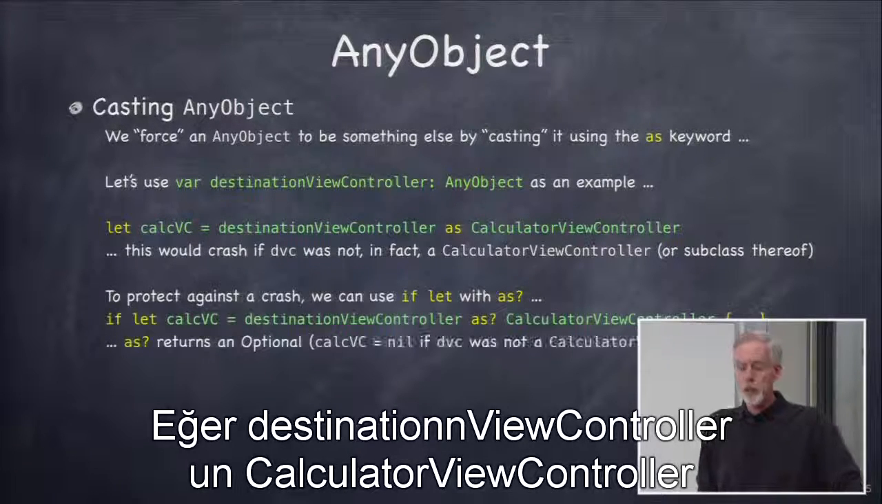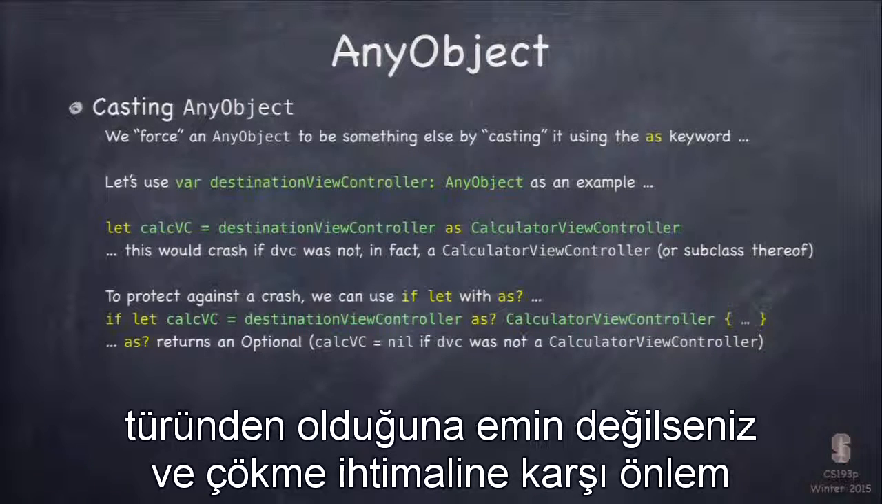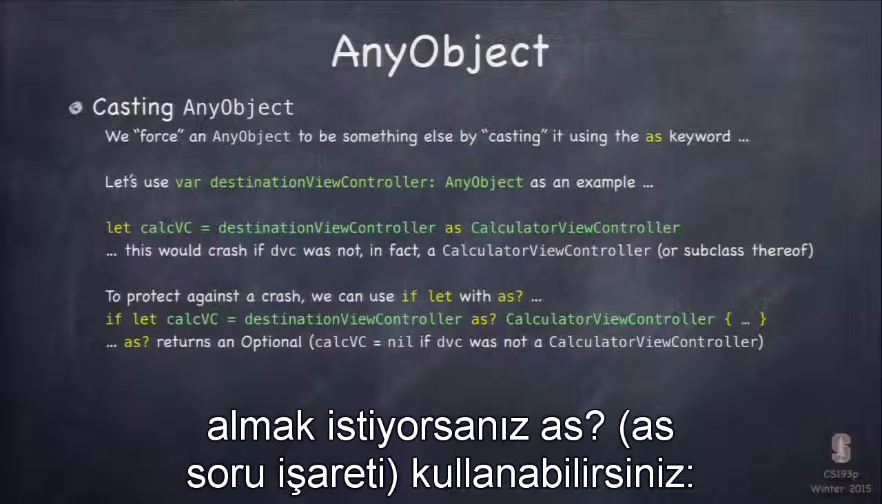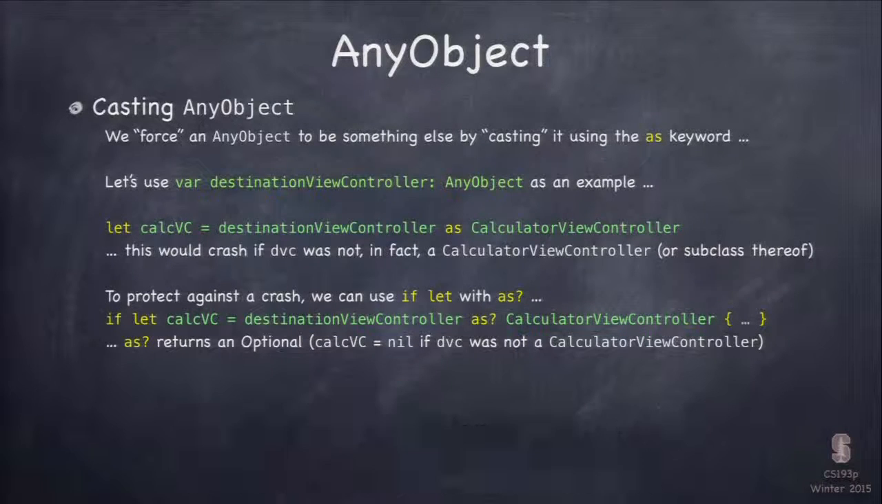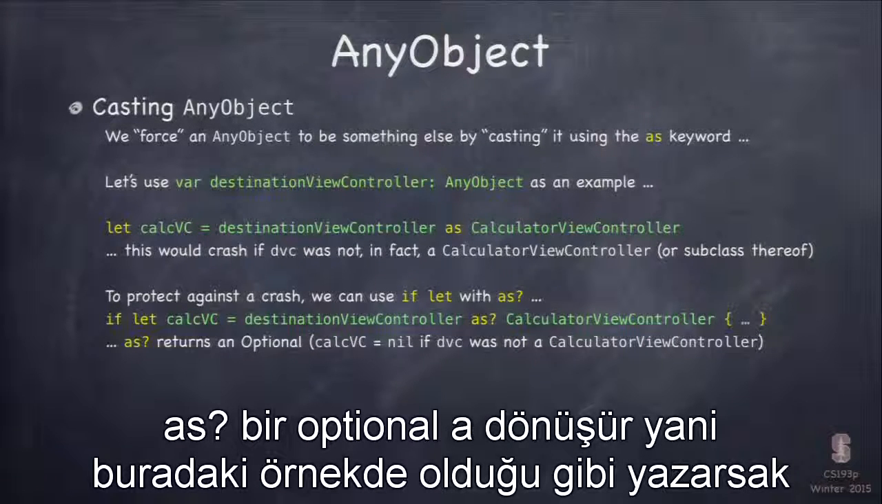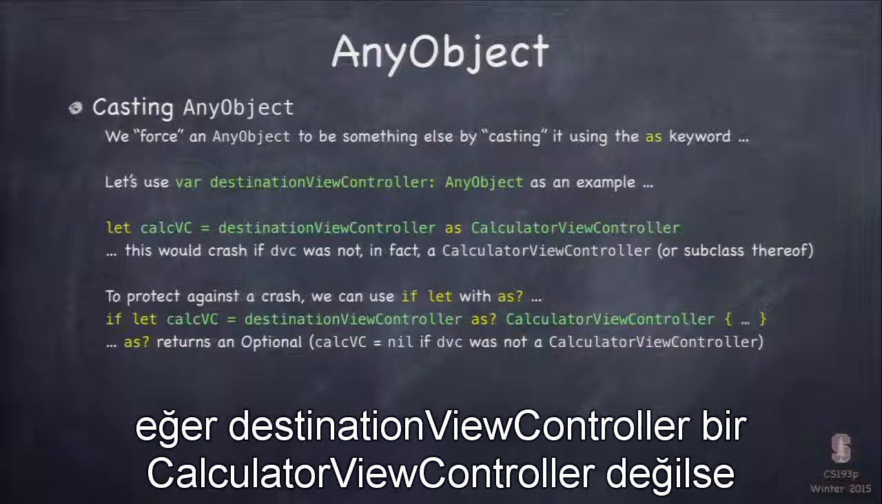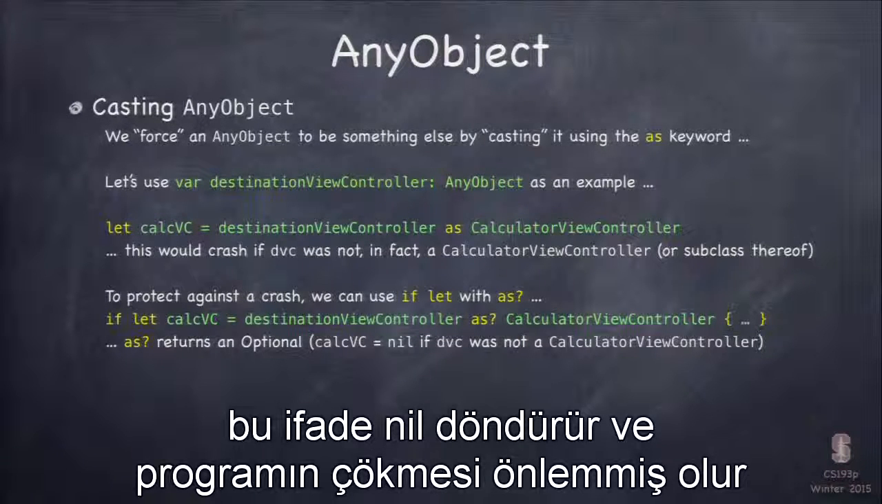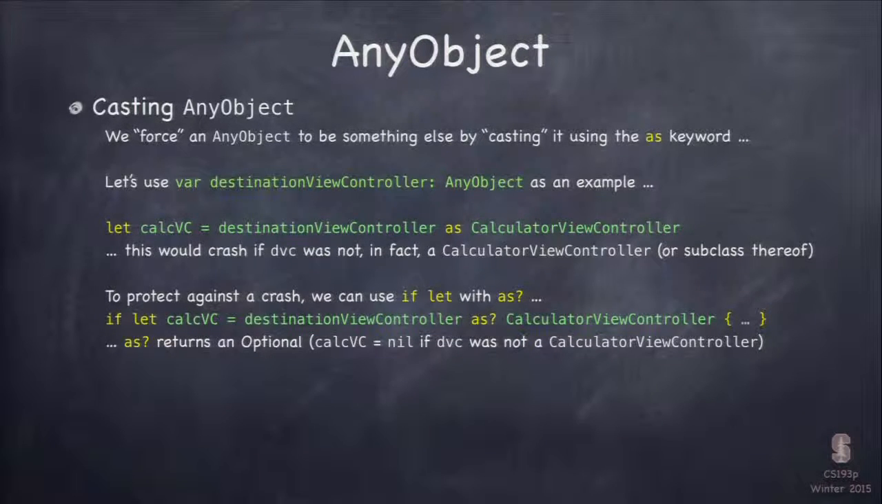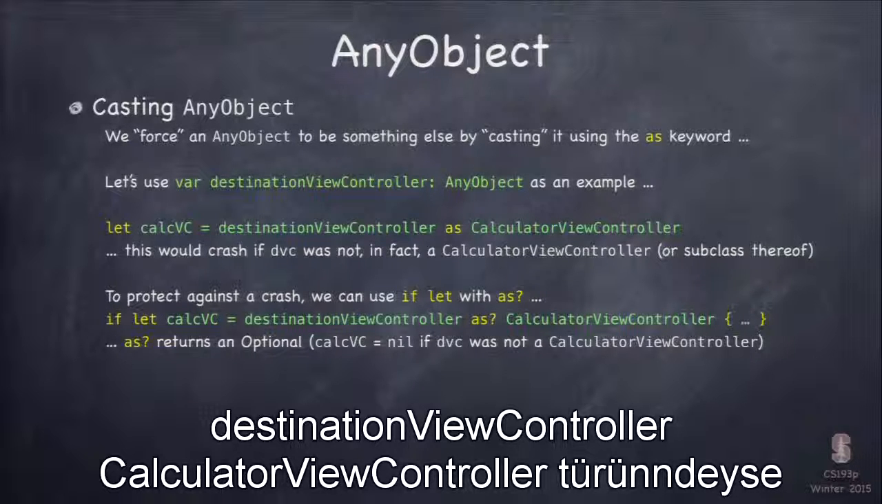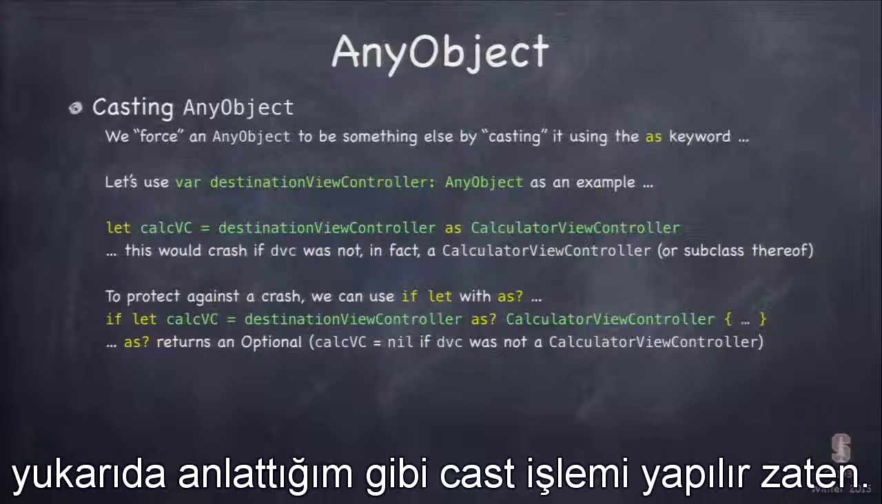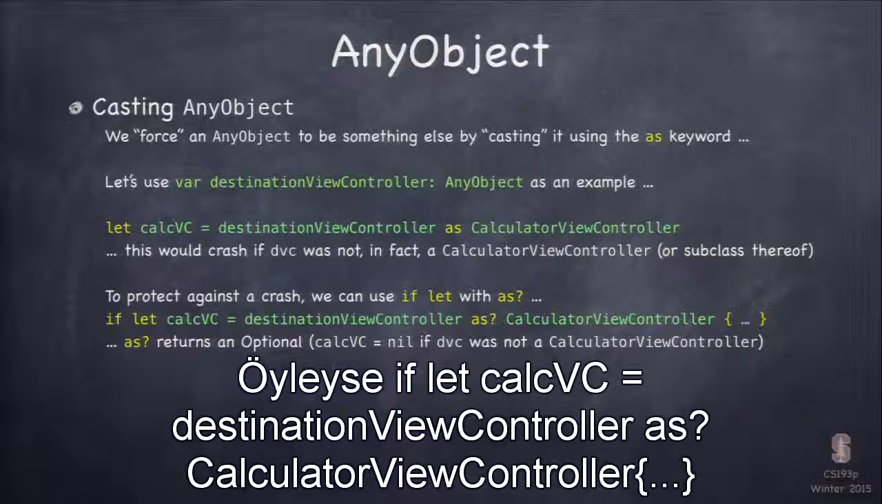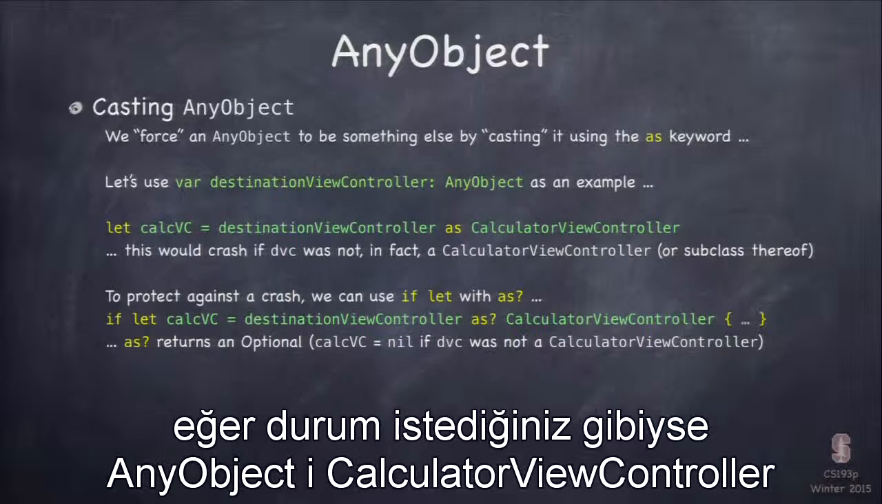Now, you can protect against crashing if you're not sure whether that destinationViewController is a CalculatorViewController, but you're hoping it is. You can use as?, and as? returns an optional. Same as as, it returns that AnyObject thing cast to be a different class, but as? returns the optional version of that. So it can return nil if that AnyObject, destinationViewController, cannot be turned into a CalculatorViewController because it's some other kind of view controller or something else.